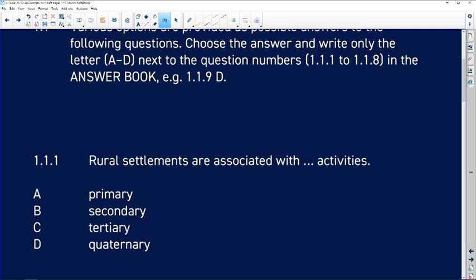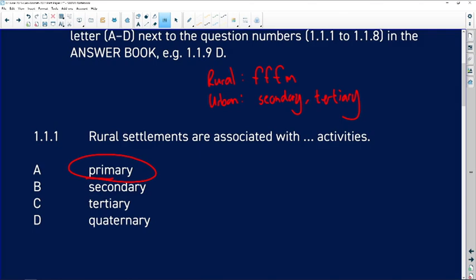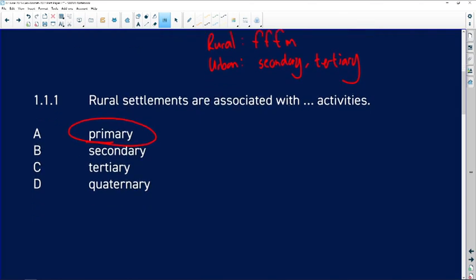Now, 1.1.1, rural settlements are associated with primary activities. Remember, rural settlements focus on farming, fishing, forestry, and mining. FFFM. Okay, where our urban settlements focus on secondary and tertiary activities. Okay, and quaternary activities also with urban settlements.